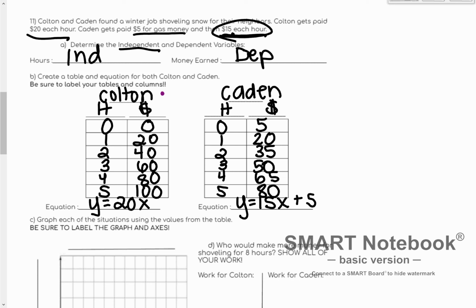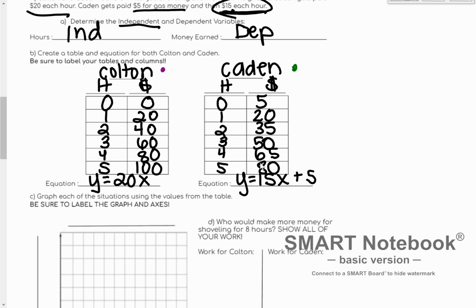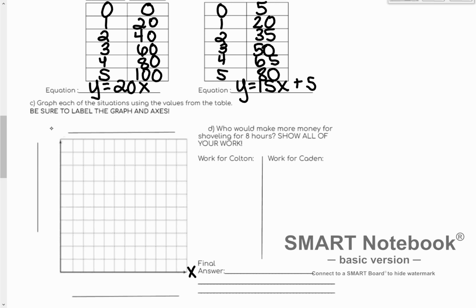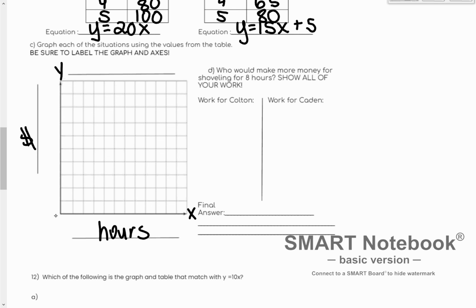Okay, when we are graphing this, I'm going to do Colton in purple and Caden in green, so we can see the difference. When we are setting up our graph, our independent is always our x, remember, and our dependent is our y. Our independent is x, dependent is y. So our hours, 0, 1, 2, 3, 4, 5, go on the x-axis, and our money earned goes on the y-axis. So down here we have hours. Over here we have money. Our 0 is at the corner, and then each line, not the spaces, we're not labeling spaces, each line is 1.